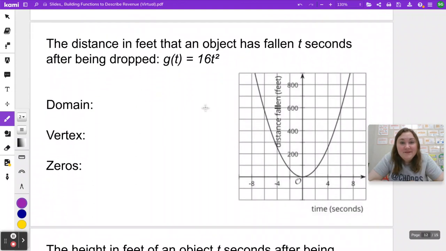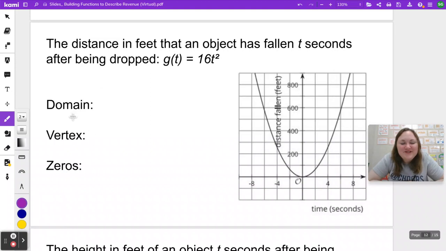This comes from yesterday's lesson where we were talking about objects falling after being dropped. We had written this equation here, and this is the graph that goes with it. So looking at this graph, go ahead and identify the domain, the vertex, and the zeros. Pause this video now to try it, and then come back to check your answers.